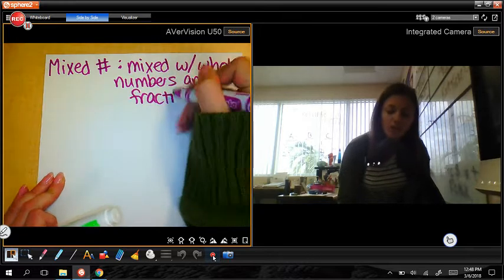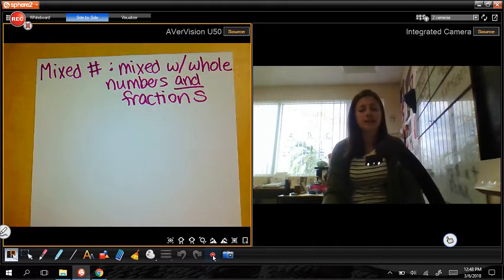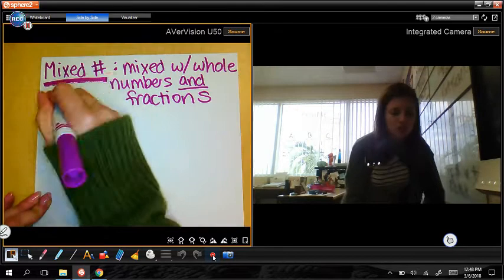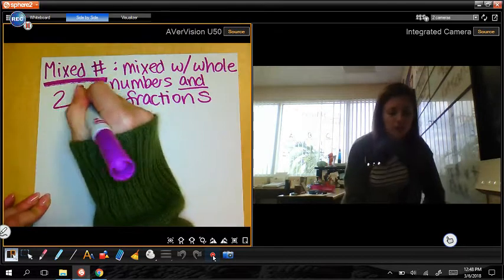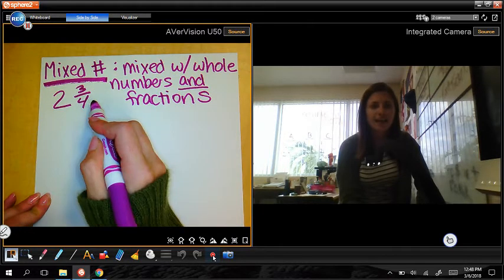Now, you don't have to write this down if you already have it in your notes, but if you haven't written it down yet, I would copy this right now if I were you. So an example of our mixed number is going to be 2 3/4. It's a mix of whole numbers and fractions.